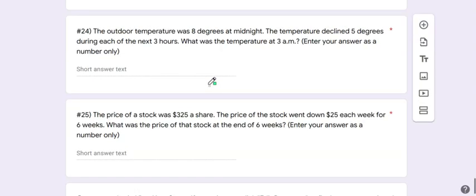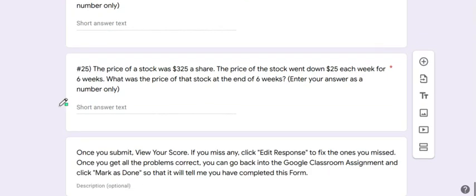All right, one more, number 25. The price of a stock was $325 a share. The price of stock went down $25 each week for 6 weeks. What was the price of that stock at the end of 6 weeks? So if your stock is $325 a share, that's your starting price on the stock. And it says the stock went down, so I need to take away $25 each week for 6 weeks. So I can multiply $25 times the number of weeks to get the total amount that my stock went down.